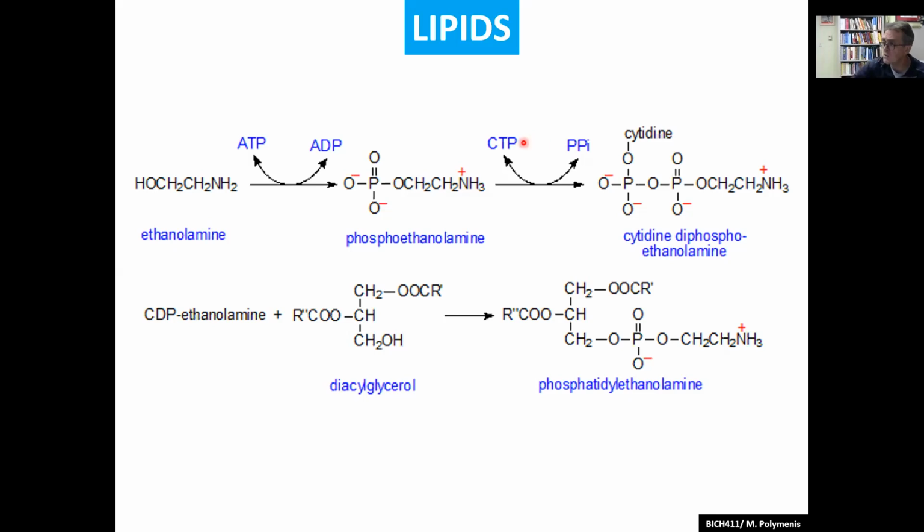And in this case, for these lipid prosthetic groups, it's CTP that's used to CDP-ylate the prosthetic group. In this case, ethanolamine. And then you use that CDP-ethanolamine with diacylglycerol, and you get phosphatidylethanolamine, and then you're done. Which happens to be about 25% of all phospholipids. So it's a major one too. PC, phosphatidylcholine, is even more abundant.